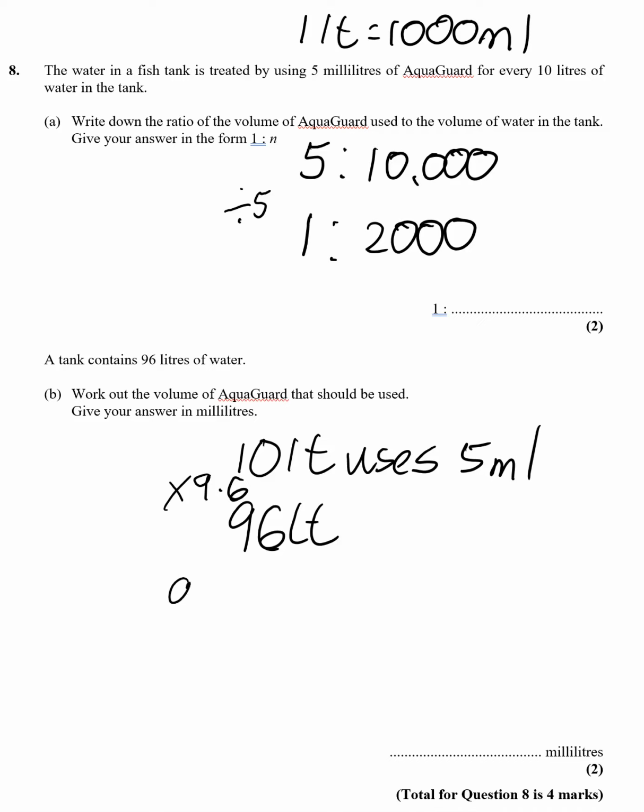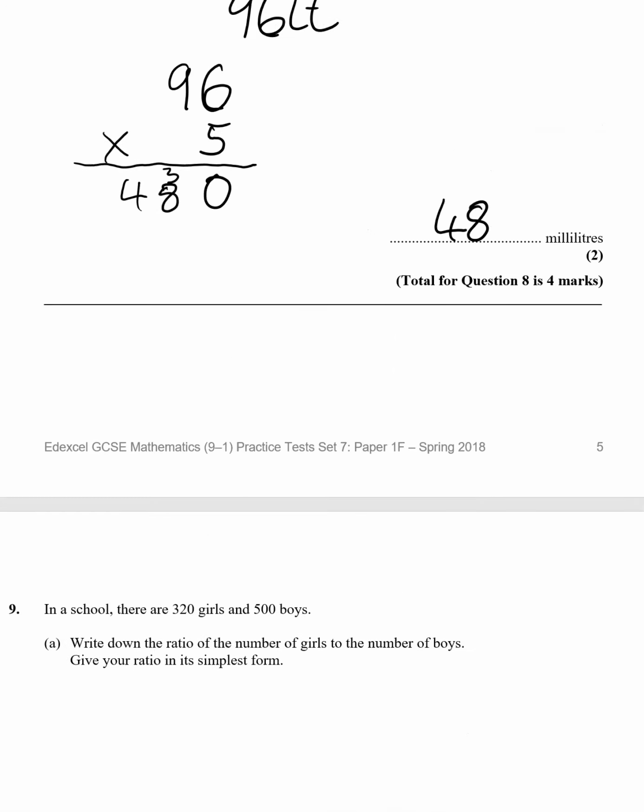So we need to do 9.6 times 5. I know I've taken the point out, and we'll put it back. 5 times 6, 30. 5 times 9, 45, plus the 3 gives us 480. But because that should be 9.6, our actual answer is 48 or 48.0. Okay, so that's question 8.